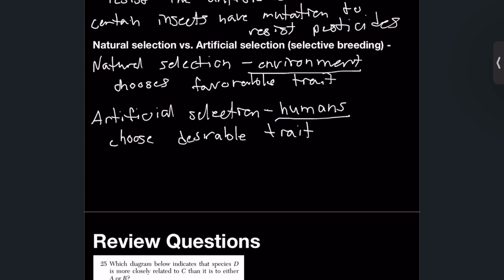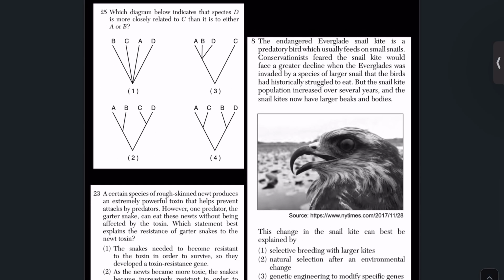Okay, so now we're going to look at some review questions. We got 3 here that I squeezed all on this page. So the first says, which diagram below indicates that species D is more closely related to C than it is to either A or B? So in this one, we want to see where the more recent common ancestor is. So we see that species D will have a more recent common ancestor with C, but less with A and B. So number 1 would not be our answer, because all 4 organisms can be traced back to one common ancestor at the same point. So they're all equally related, so that would not be our answer.